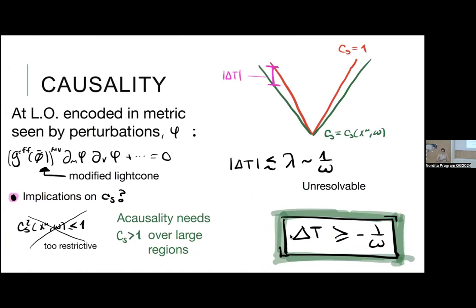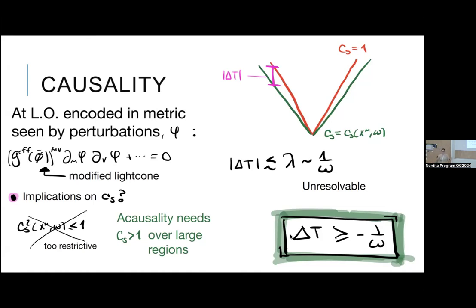So let's imagine now you have a generic field here. Again, I'm writing phi as a scalar, but you can think of this for any spin field. If you write these equations of motion and you perturb around a non-trivial background, you will see that they get a modified light cone. So this is just very standard. If I call my perturbation phi, it's going to have a modified light cone that depends on the background that I'm calling phi bar.